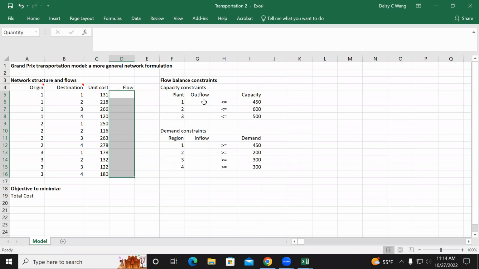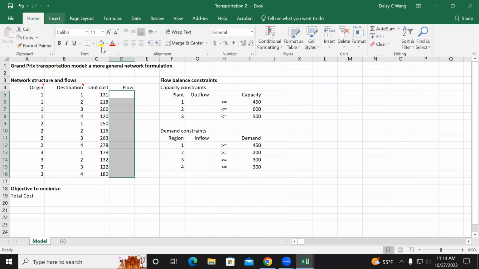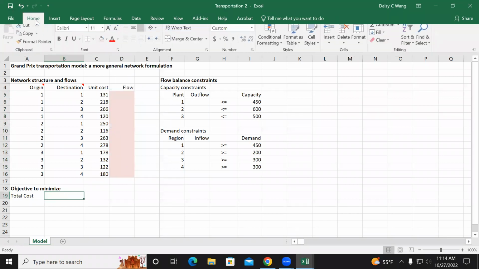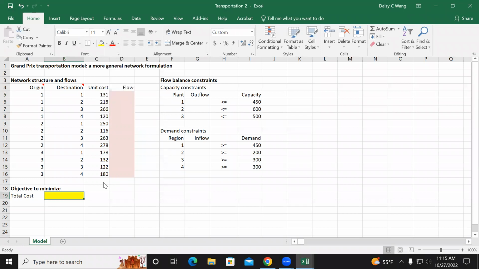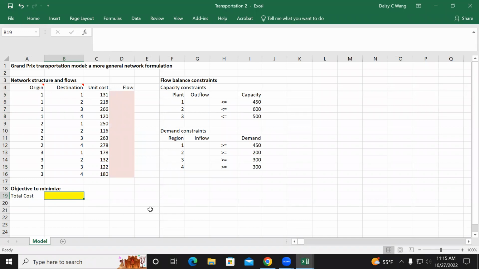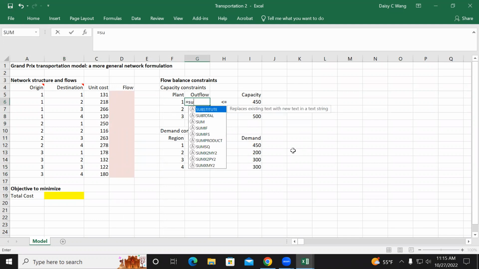Do you remember what formula we use here? Yeah, SUMIF. Good. Wait, let me put a pink here, and then this will be yellow. You can use whatever color you want. To me, yellow is brighter and I can find it easier. So here we use SUMIF.